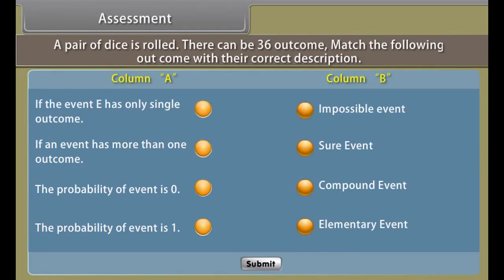Assessment. Before proceeding further, let us know how much you have learned. A pair of dice is rolled. There can be 36 outcomes. Match the following outcome with their correct description.